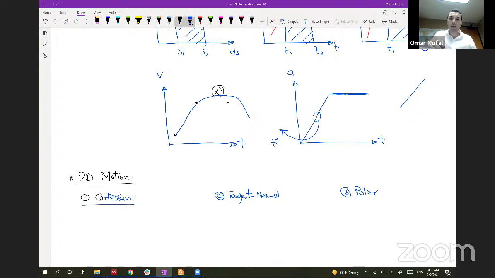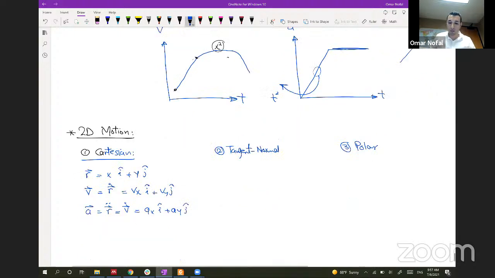In this one, it's similar to 1D, but the difference is that R is not in 1D. So you have the R vector equal to X in the I hat direction plus Y in the J hat direction. Similarly, the V vector will be equal to R dot, which will be equal to Vx in the I hat plus Vy in the J hat. And the acceleration vector will be R double dot, which is equal to V dot, and we will have Ax in the I hat plus Ay in the J hat.